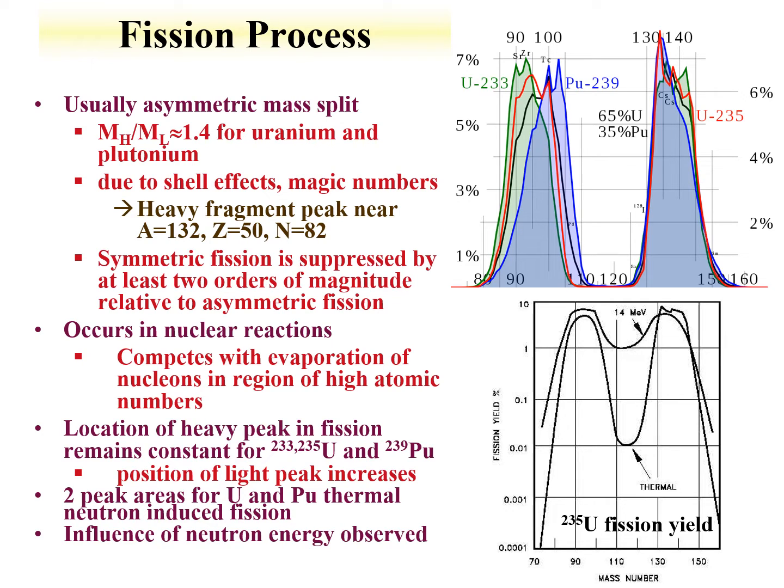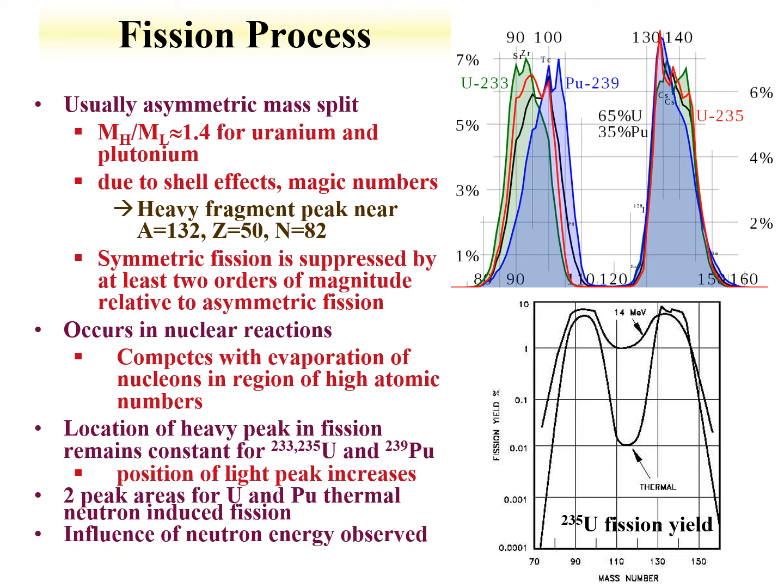Symmetric fission is suppressed by a couple orders of magnitude relative to asymmetric fission. And this is all due to shell effects. In nuclear reactions, this can also occur. And the fission will compete with evaporation of nucleons in the region of high atomic numbers. So in other words, if you make an isotope from a nuclear reaction, it can undergo fission once it's formed, as opposed to de-excitation by, for instance, emitting neutrons. We'll discuss this a little bit more when we talk about nuclear reactions.